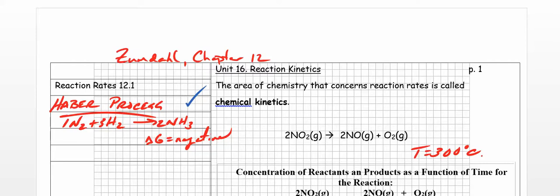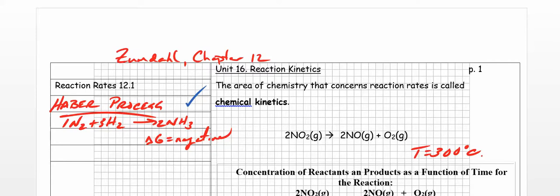So the chapter really begins with this idea that spontaneity must be separated from a fast reaction. The Haber process, say for example at 25 degrees, room temperature, is not a fast process at all. Even though it's highly spontaneous, it's not a very fast process at all.